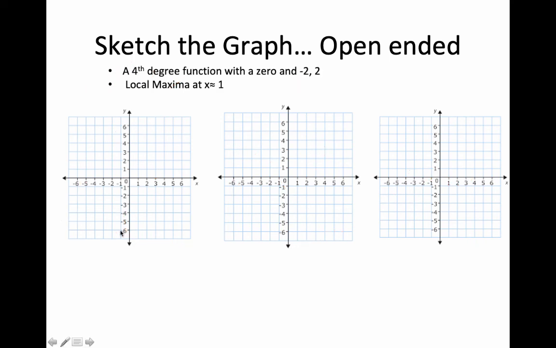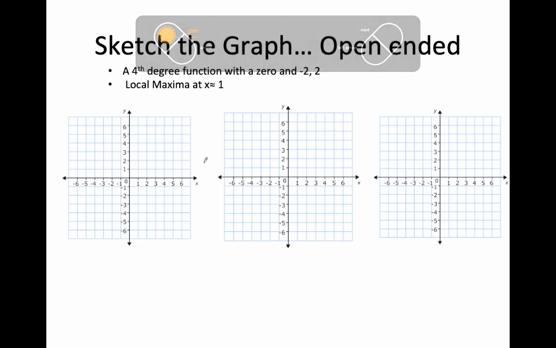Last one, 4th degree. Let's see what we got. Let's see if we can do this. I think we can. 4th degree with a 0 at -2 and a 0 at positive 2, and a maximum at 1. So let's put it like there.